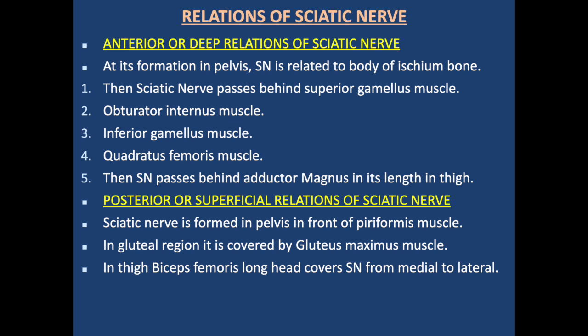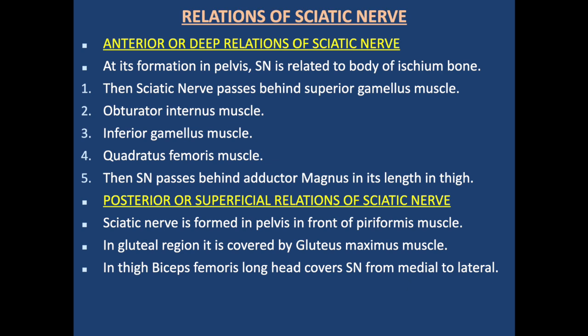Relations of the sciatic nerve. Anterior or deep relations of the sciatic nerve are 4 muscles in the gluteal region. In the pelvis, at its formation, the sciatic nerve is related to the body of the ischium bone. In the gluteal region, sciatic nerve passes behind superior gemellus, then obturator internus muscle, and then inferior gemellus, and then quadratus femoris muscle. All 4 muscles are in a row. From there, the sciatic nerve comes in the thigh. In the full length, only 1 muscle is anterior to it, that is adductor magnus muscle.